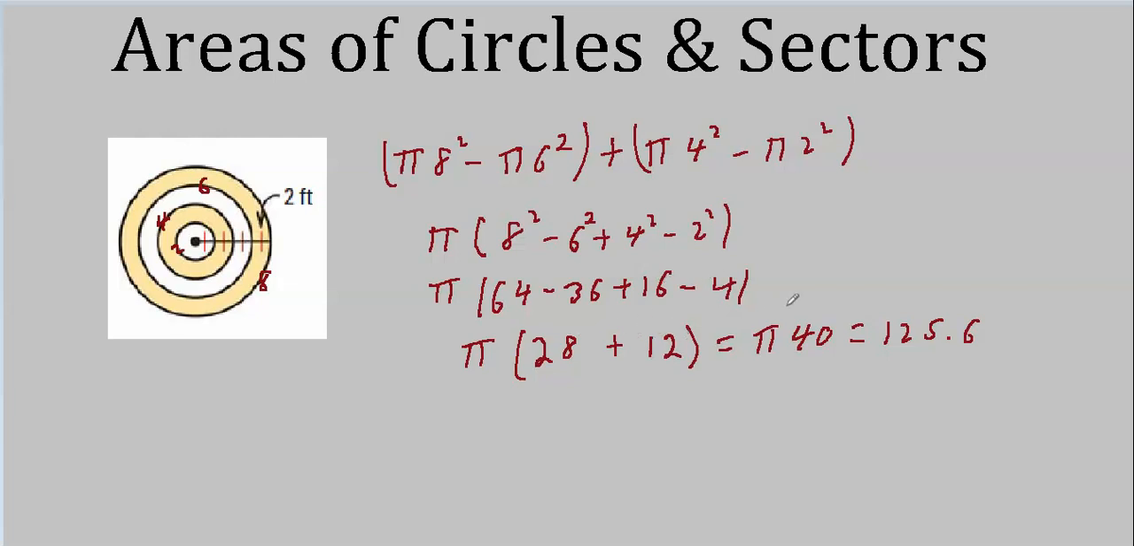Pi times 40. I always use 3.14, but if your calculator has a nice simple pi button, you can use that too. Either way, you should get about 125.6. That would be the area of this. And you have something like this. It's like the rim formed by a circle. It's called an annulus.